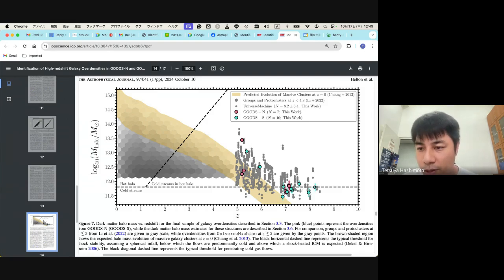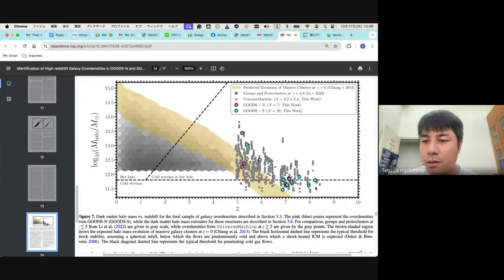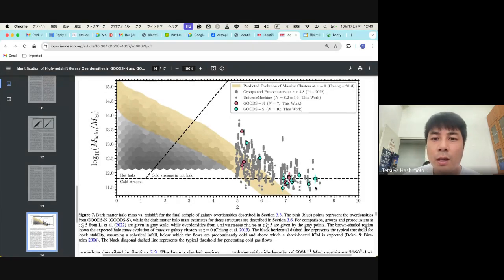And then what's nice about these clusters is, I think they found the highest-redshift overdensity here, beyond redshift 8. And also this is confirmed by spectroscopic data. I think that's new in this paper.